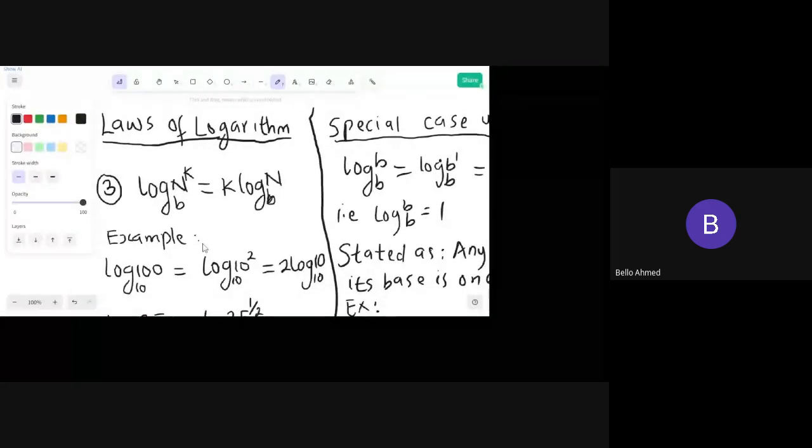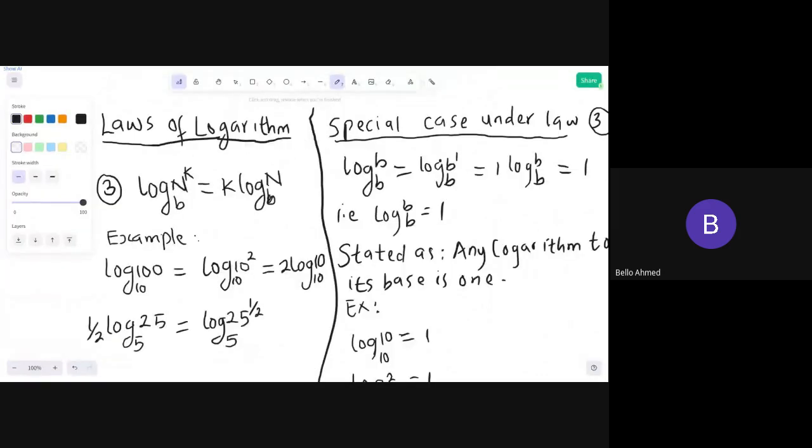Good day, everyone. This is the continuation of the laws of logarithm.